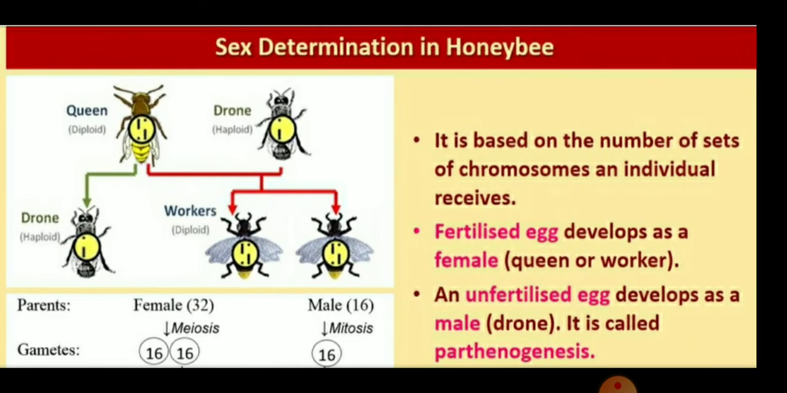So children, sex determination in the honeybee is based on the number of sets of chromosomes an individual receives. The fertilized egg develops as a female, which can be a queen or a worker. And the unfertilized egg develops as a male, which is the drone. So it is called the parthenogenesis process.